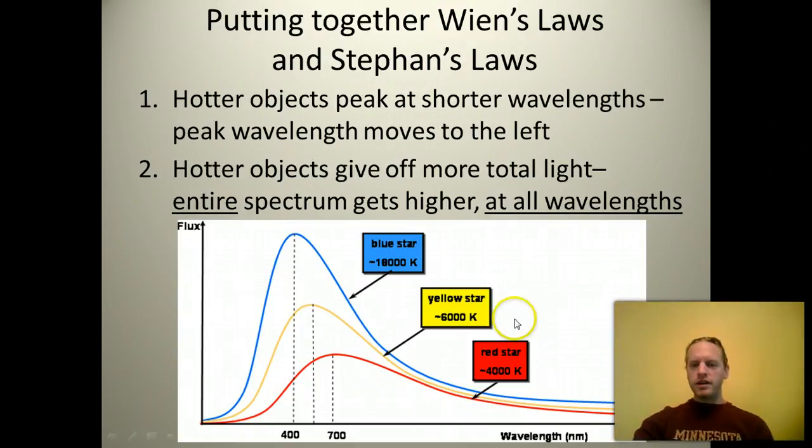But now let's look at a cool star, about 4,000 Kelvin. We see that as it cools off, the peak moves to the right and the whole spectrum moves down too. So the hotter it gets, the further to the left, or the shorter the wavelength, and the more overall energy it's giving off, the more overall light, so it shifts upwards. Again, this is really important. These two laws: Wien's law, the hotter, the shorter the wavelength, and Stefan's law, the hotter, the more light.